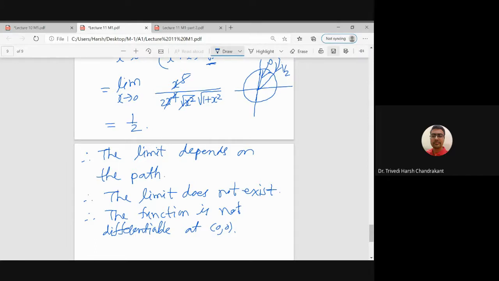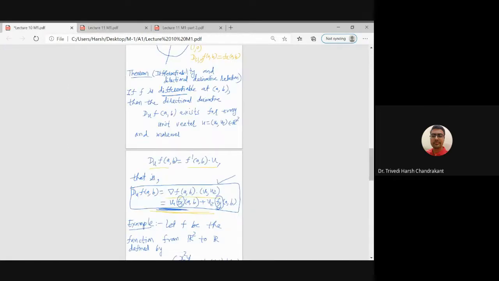So this is an example where this particular equation is satisfied: the directional derivative equals the dot product of the gradient and the unit vector. However, the function is not differentiable. So that means the converse of this theorem does not hold.